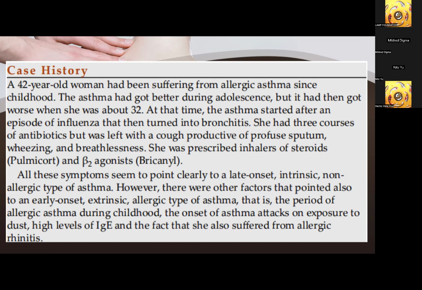All these symptoms seem to point clearly to a late onset, intrinsic, non-allergic type of asthma. However, there were other factors that pointed also to an early onset, extrinsic allergic type of asthma, that is, the period of allergic asthma during childhood, the onset of asthma attacks on exposure to dust, high levels of IgE, and the fact that she also suffered from allergic rhinitis.